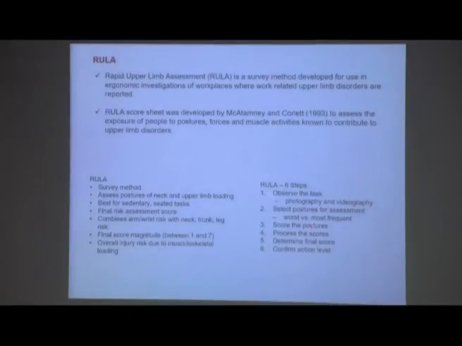For the RULA method there are a total of 6 steps. The first step is to observe the task. So we have to go for photography and videography. First we need to observe the task, how people are performing that particular task and what types of postures they are adopting.